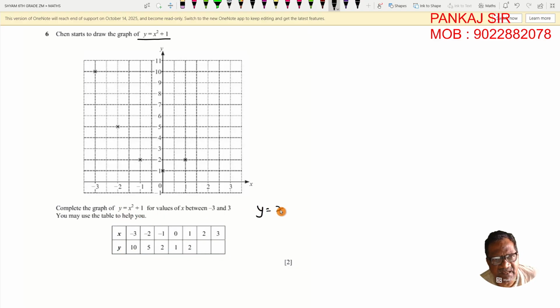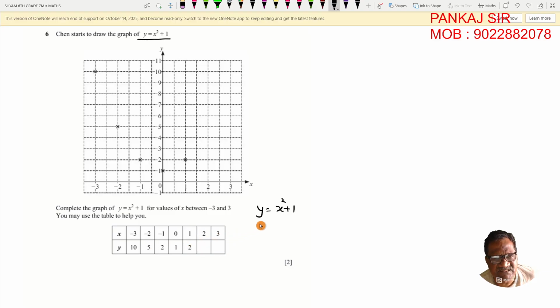Y is equal to x square plus 1. So when x is equal to minus 3, your y will be minus 3 square is 9 plus 1, 10. So when x is minus 3, your y is 10. Similarly, when x is minus 2, your y is 5. When x is minus 1, your y is 2, and so on and so forth.